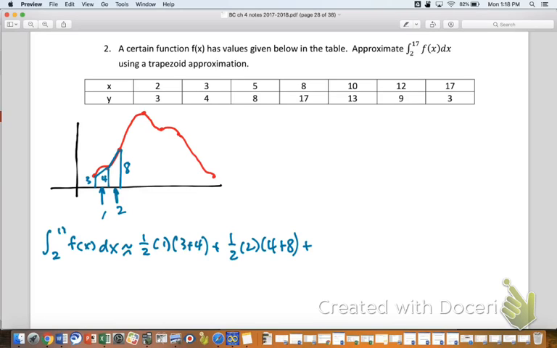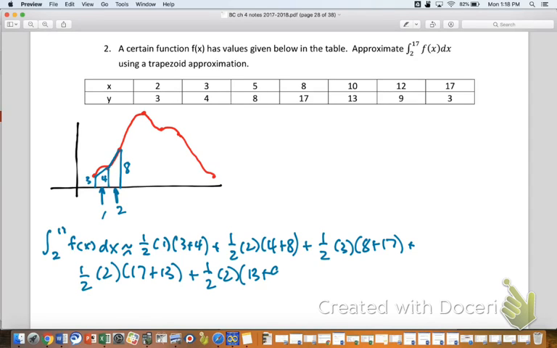And the hope is that you can do this without drawing a picture. That you could look at the table and see the difference in the x's will be the height, and the two different y's will be the bases. So if you keep going, it would be 1/2 times 3 times 8 plus 17, plus 1/2 times 2 times 17 plus 13, and then 1/2 times 2 times 13 plus 9. The last one would be 1/2 times 5 times 9 plus 3.